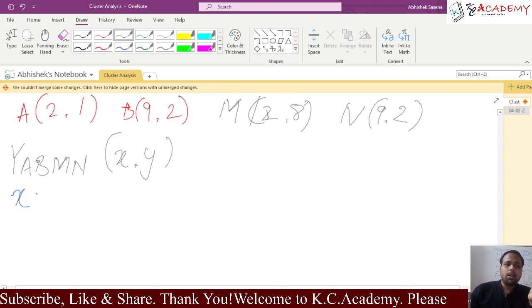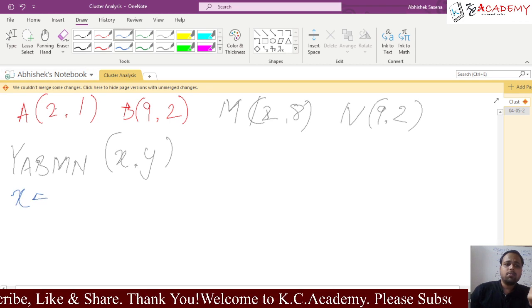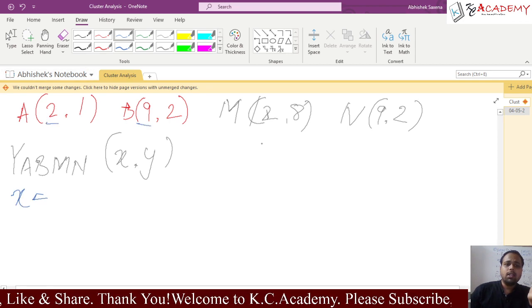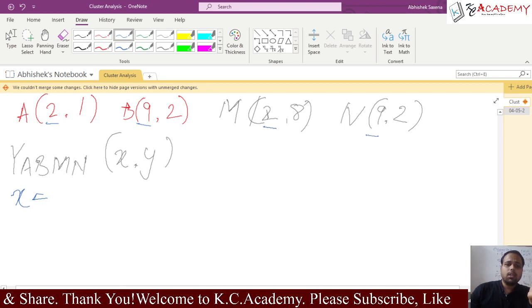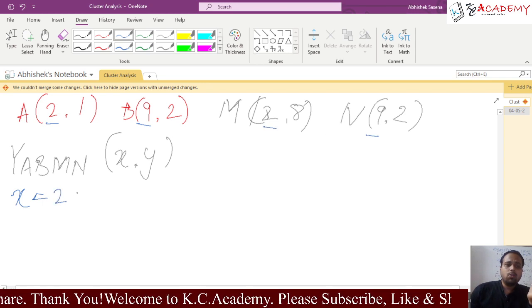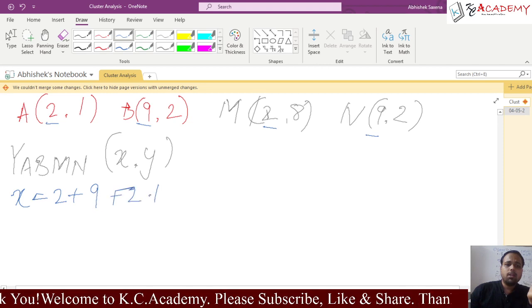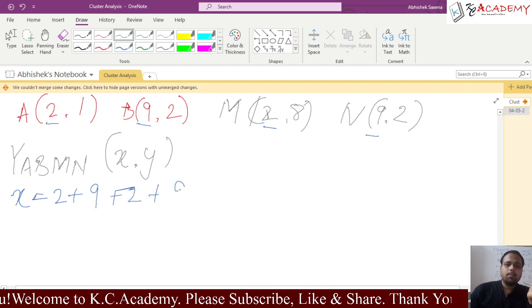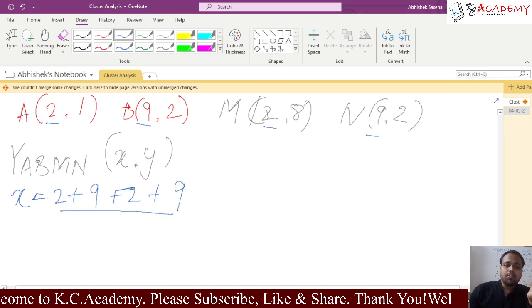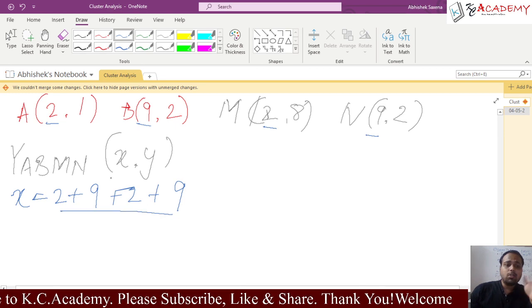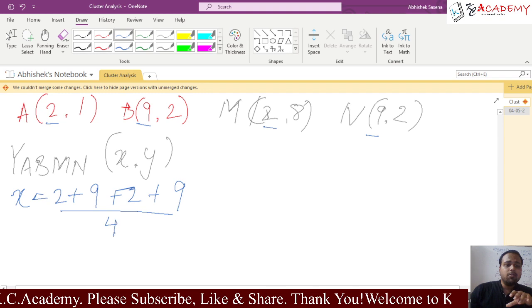You have to add all the x values. Here there is the first, 2 plus 9 plus 2 plus 9. Now by which number will we divide? Because we are having 4 points, we have to divide by 4.